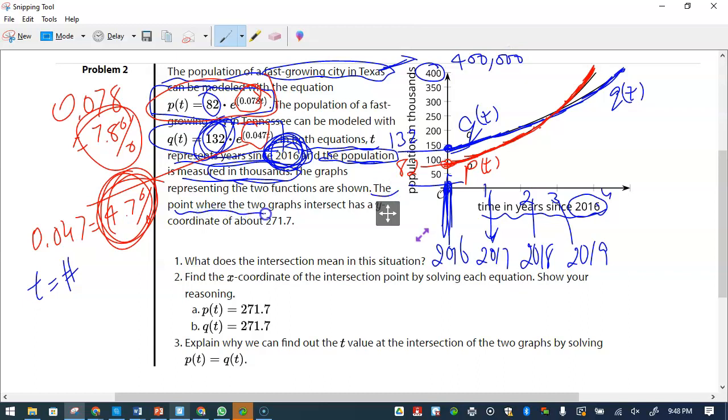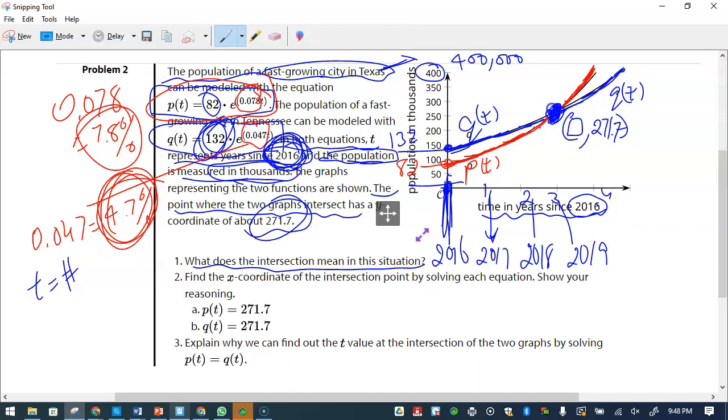The point where the two graphs intersect, they gave you 271.7. So this is the point. We don't know this part, so I'll put a box, but this is 271.7. So that is given to you. So the question is, what does the intersection point mean? Now, in this case, what do you think? Just pause the video for a while and see if you can figure it out yourself.